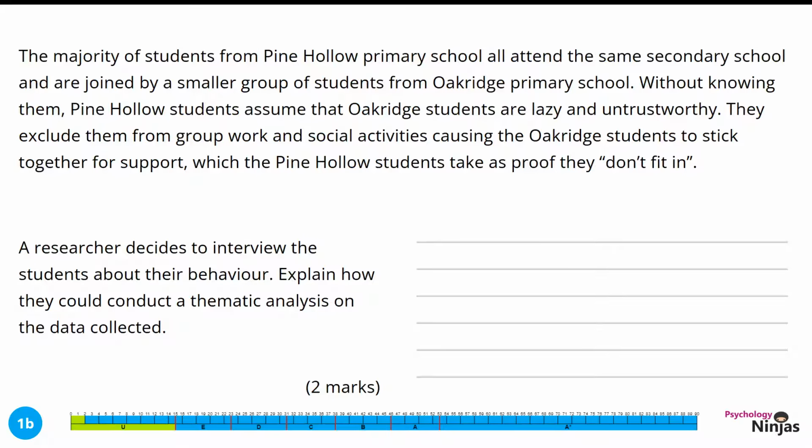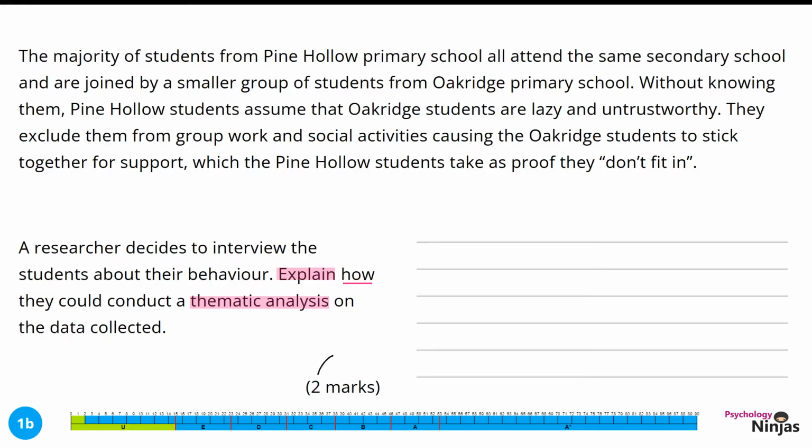A researcher decides to interview the students about their behaviour, explain how they could conduct a thematic analysis on the data collected. 2 marks. Here we have the command word explain, which means we need to give a detailed and thorough account. We also have the idea about how we're going to do this, so we need to put ourselves in the researcher's shoes and explain practically how we're going to go about this.